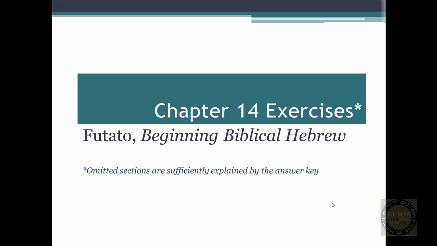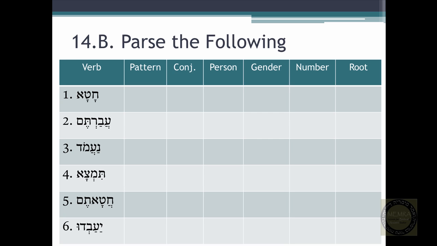These are the exercises for Futato Chapter 14, again noting that omitted sections in the exercises are sufficiently explained by the answer key. 14b, we have parsing, so we need to parse the following.